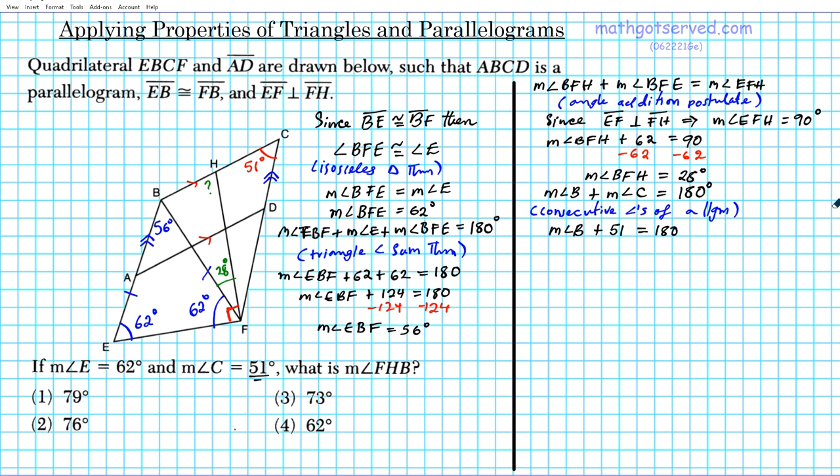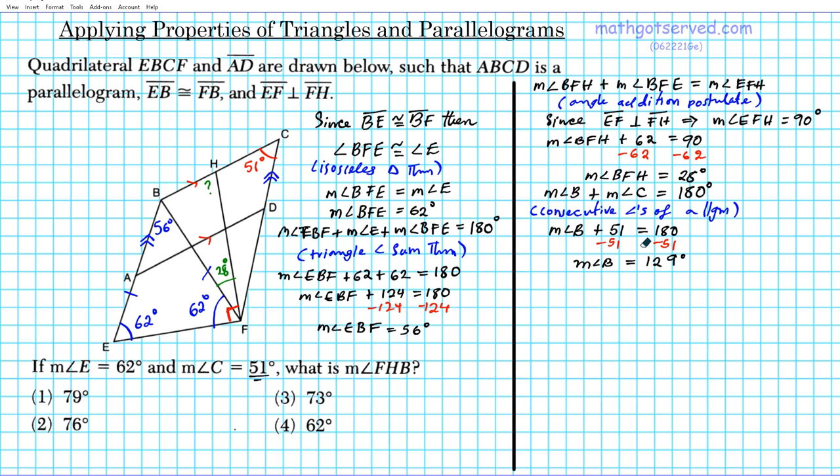So the measure of angle B plus 51 degrees is equal to 180 by substitution. So you subtract 51 from both sides of the equation. It's like an algebraic step, okay? We want to isolate the measure of angle B. So the measure of angle B is 180 minus 51, which is 129 degrees. How does that help us?